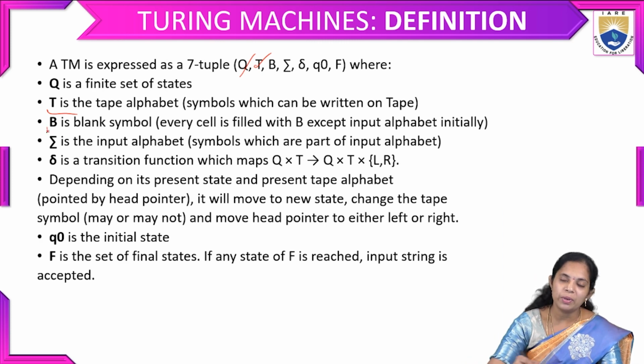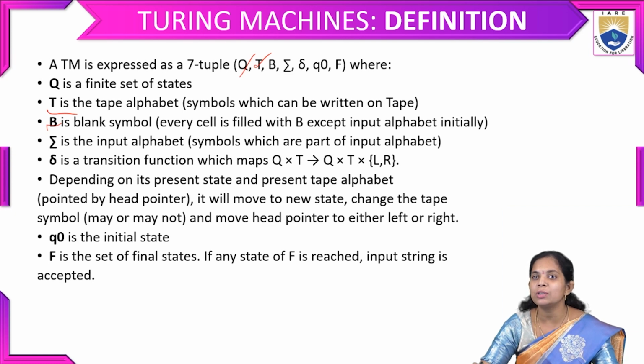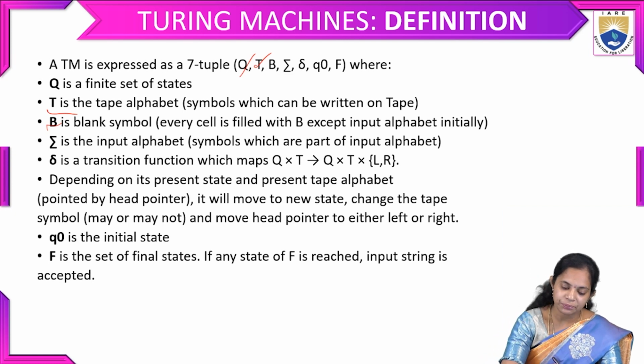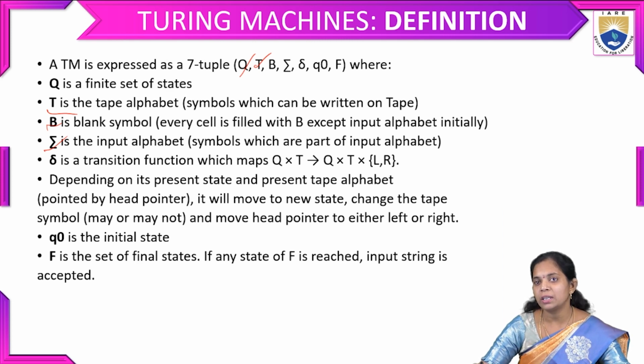And next, B. B is the blank symbol, which is a special symbol on the tape. If there is a string, we place the blank symbol around it. If the blank symbol is there, we have to assume that it is an empty place, there is no string at that position. And next, sigma, as we already know, is the input alphabets. The language which contains the alphabets is represented by sigma.